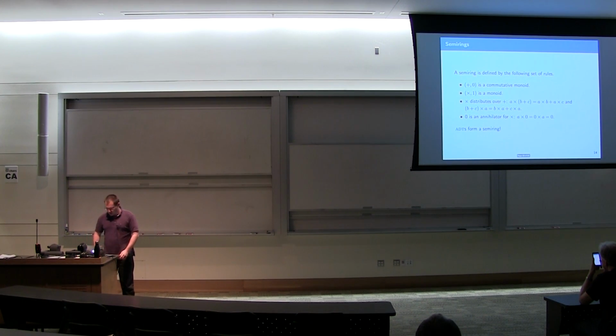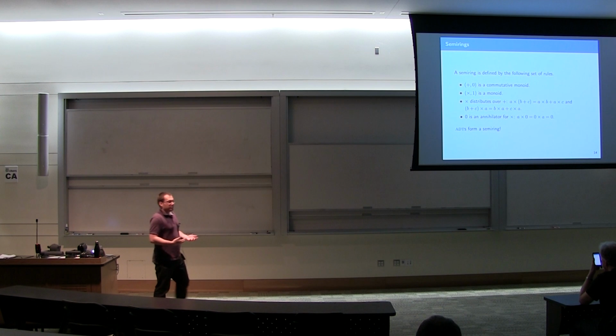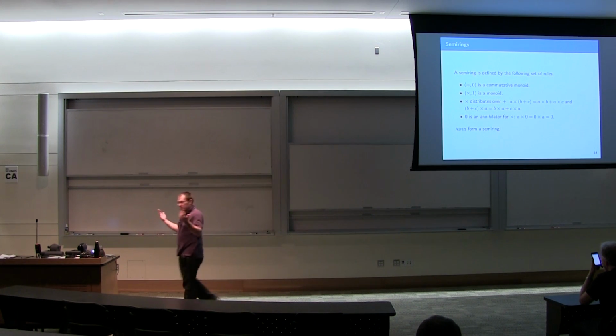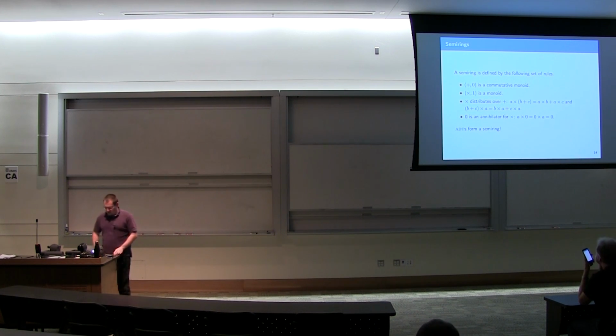Okay. So we know that ADTs, as we've defined them before, as we've built them up from scratch, form a semiring. That's pretty awesome. So we have a way of describing the structure.